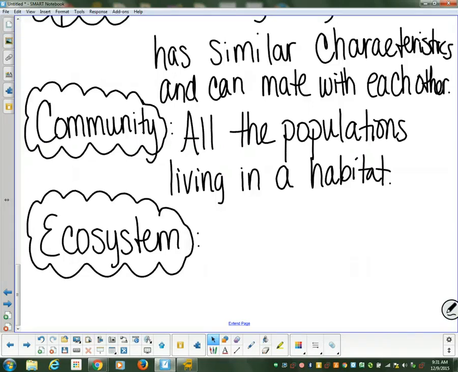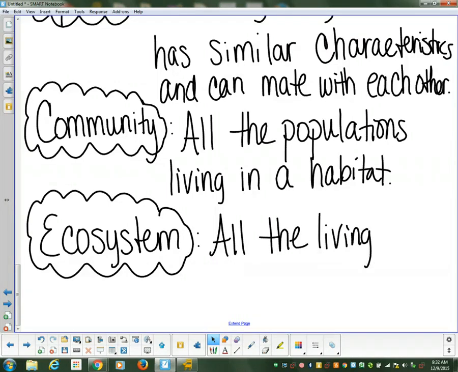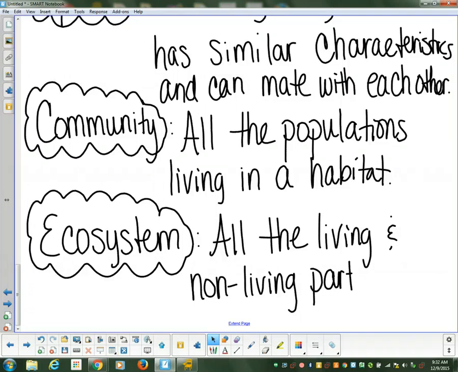An ecosystem is all the living and non-living parts of a habitat. And so that's why this was the better answer of the three, because of the fact that it's the non-living and living parts together.